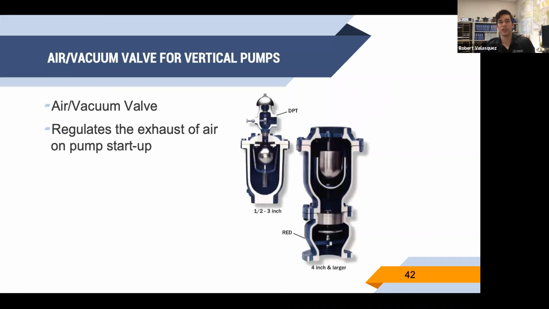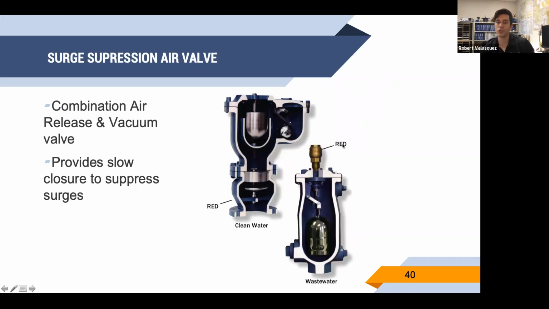Another version is in this picture here, and that's this red. This red is for wastewater. So we don't want to put a check valve with small orifices at the bottom of a wastewater combination air valve, right? Because now we're asking for that thing to get clogged up. And if that thing gets clogged up and it doesn't let air out at all, now we've got a lot of problems.